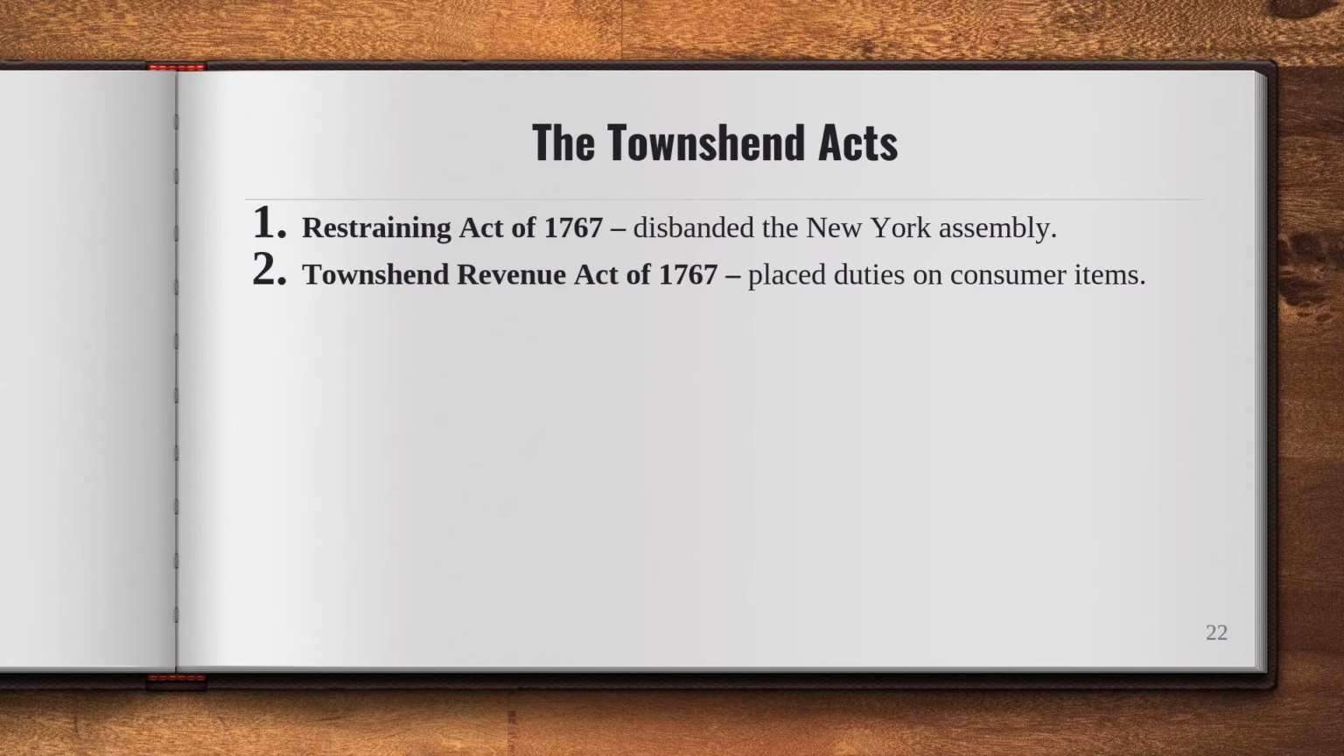Second is the Townshend Revenue Act of 1767. These items were paper, paint, lead, tea, and glass that need to be imported kasi nga the colonies don't have the manufacturing base.